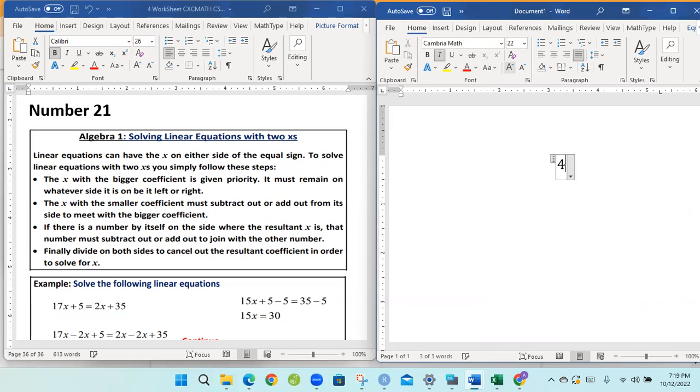So let's say you have 4x minus 3 is equal to, let's see, 24x plus, let us see, 37. 4x minus 3 is equal to 24x plus 37. Solve for x.